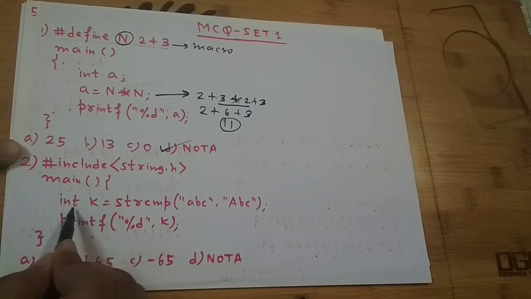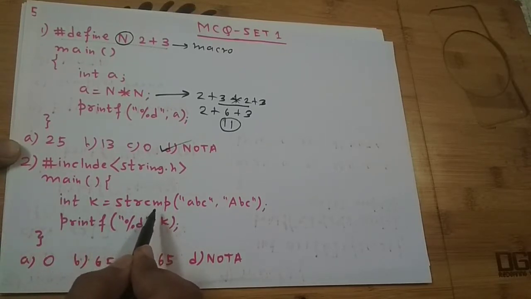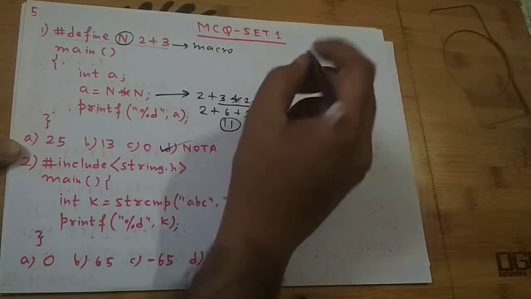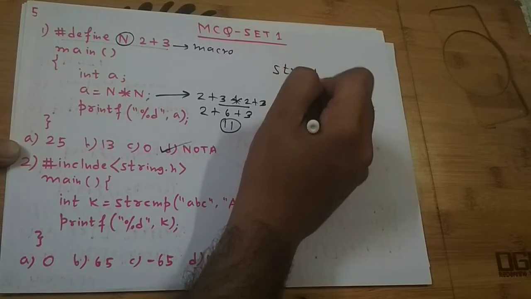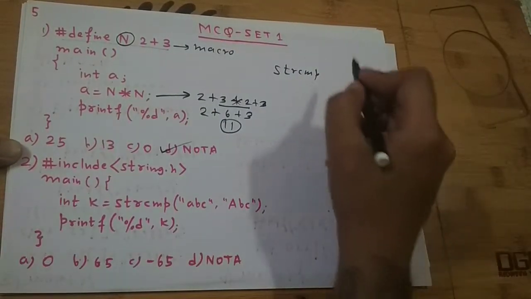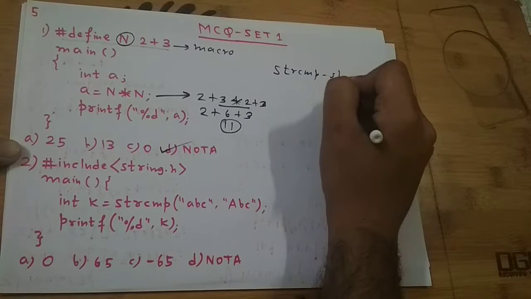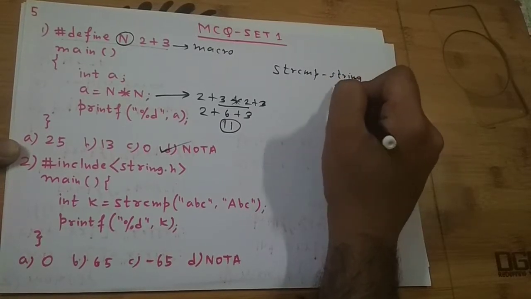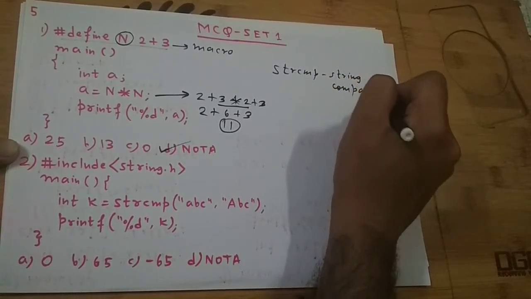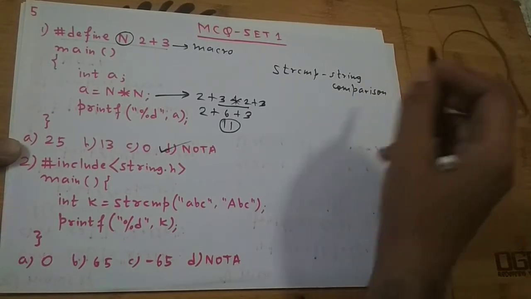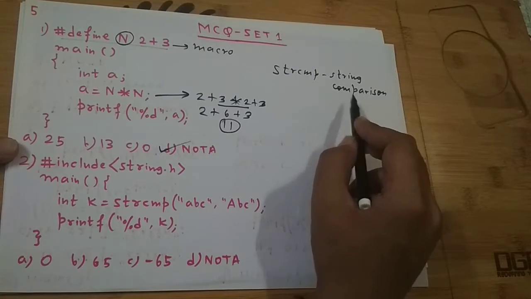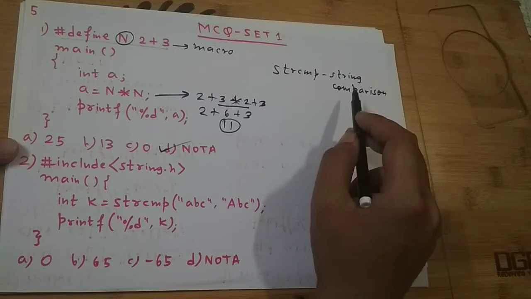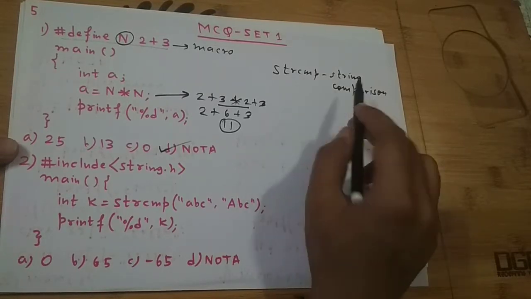We have been given a statement here, strcmp. What is strcmp? strcmp stands for string comparison. If you want to compare two strings for equality, or to check which string would come before in alphabetical order, then you would use strcmp.